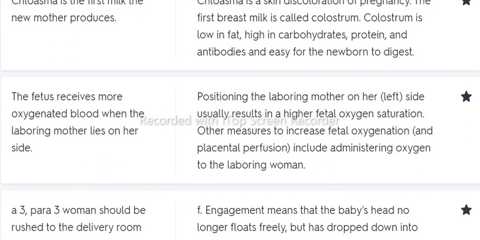The fetus receives more oxygenated blood when the laboring mother lies on her side. Positioning the laboring mother on her side usually results in a higher fetal oxygen saturation. Other measures to increase fetal oxygenation include administering oxygen to the laboring woman.